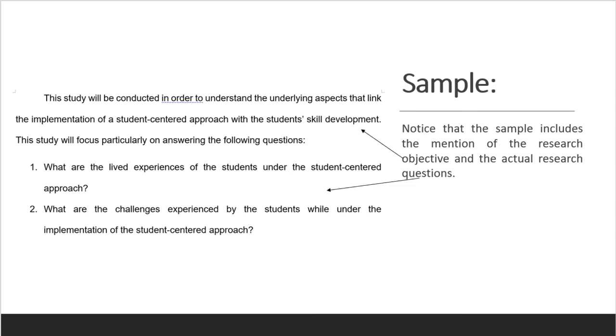So again, to give you an example. Same research. They began with the objective. The study will be conducted in order to understand the underlying aspects that link the implementation of a student-centered approach with the student skill development. That's the objective, followed by the actual research questions. Again, these are open-ended questions, not answerable by yes or no. Question number 1, what are the lived experiences of the students under the student-centered approach? Again, you're looking for narrations and experiences. And number 2, what are the challenges experienced by the students while under the implementation of the student-centered approach?